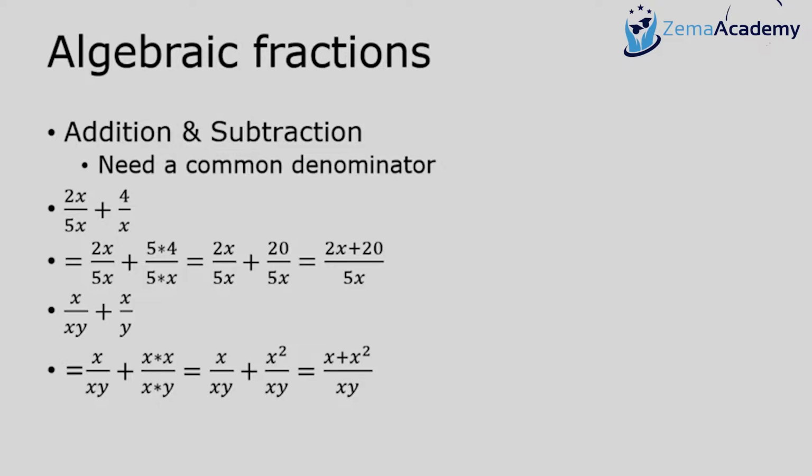So I've multiplied the second fraction there, x over y, by x over x. Multiply top and bottom by x, and that's going to give me then x over xy plus x squared over xy, equals x plus x squared, all over xy.